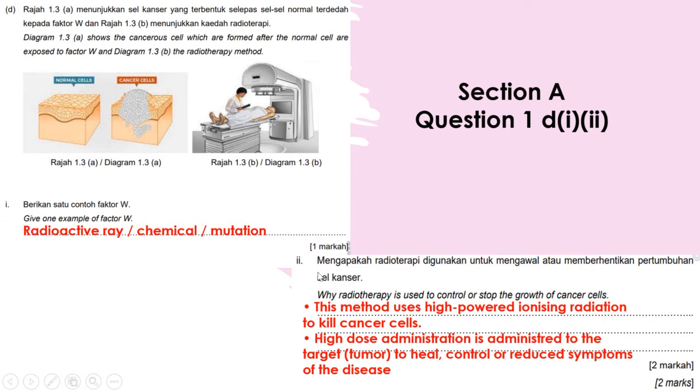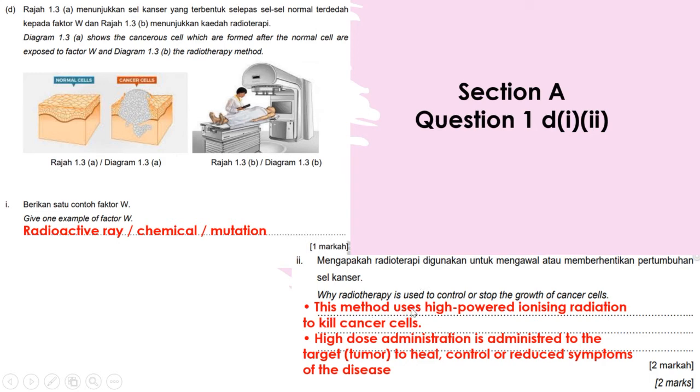Okay, now we go to the D2. Why is radiotherapy used to control or stop the growth of cancer cells? So you have to explain the radiotherapy method.